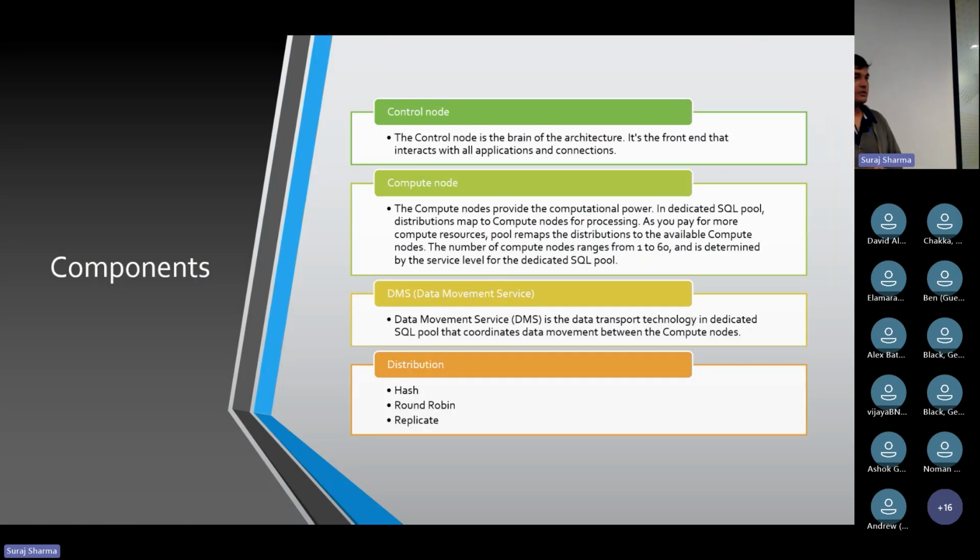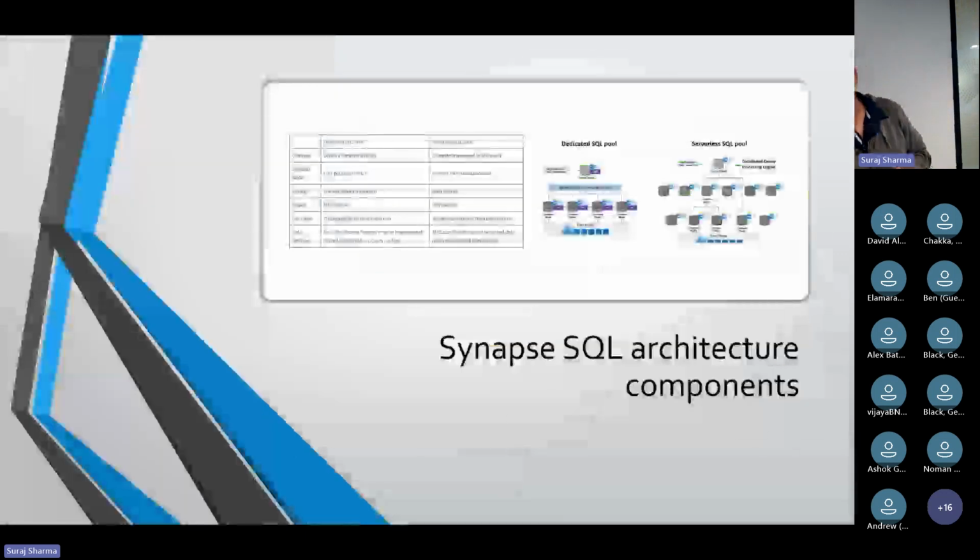The control node, which you can see at the top of the screen, is nothing but the brain of the architecture. The control node hosts the distributed query engine, which optimizes the queries for parallel processing. It passes the information to the compute node about what they have to perform. Then that command goes to the compute node, the second layer.